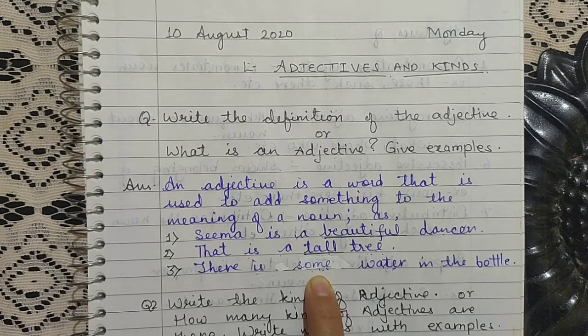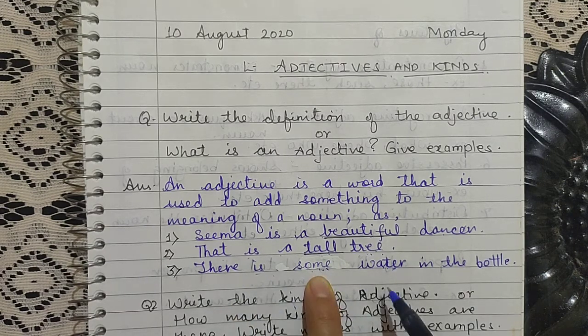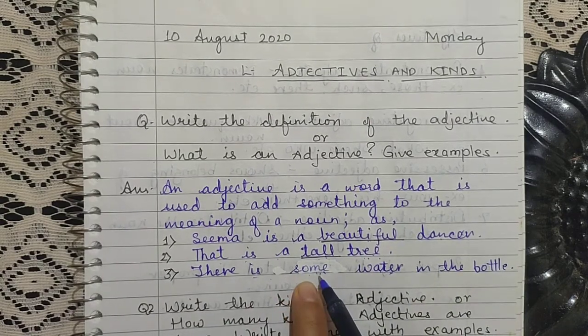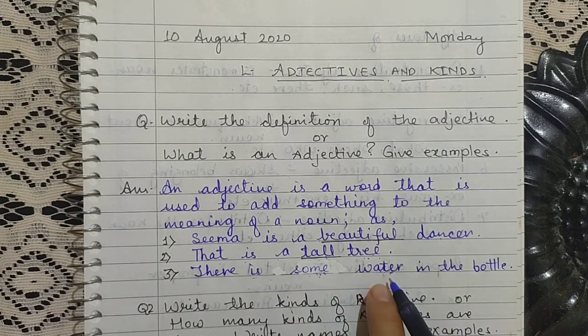Some is describing the quantity of the water, how much water is in the bottle. So we said that there is some water in the bottle. In this way, some is your adjective, which is describing this noun water. Getting my point? All right.